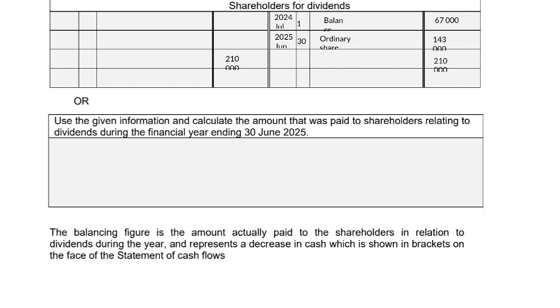On 2025 June the 30th, on the debit side, our bank will once again be our balancing figure, and that is the amount that we paid over as part of dividends. And our closing balance, according to the information, was 60,000. So 210,000 minus 60,000 will give you 150,000 to make it balance.